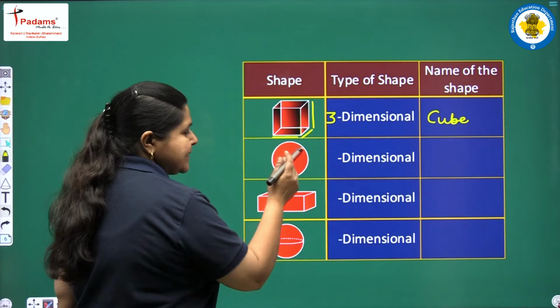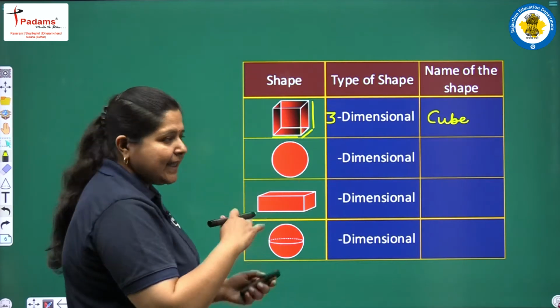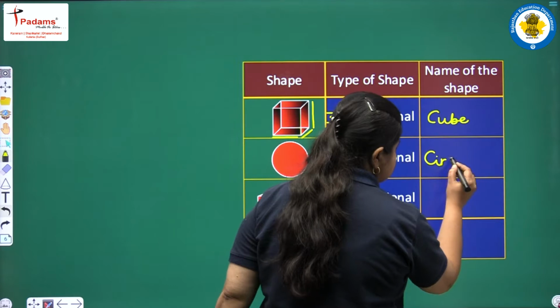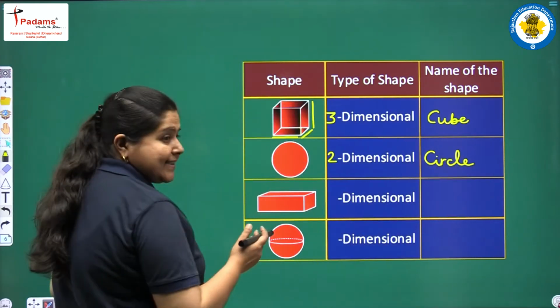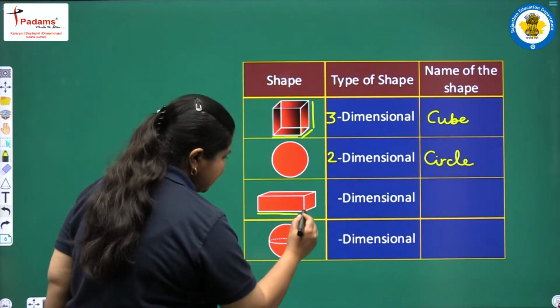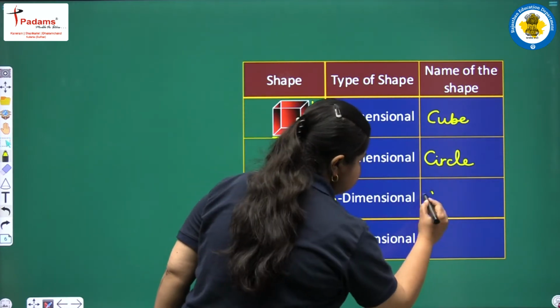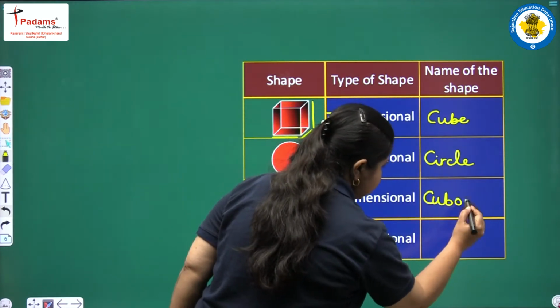Here you will see it is a circle lying inside a plane, and so it is a two-dimensional figure named as circle. This is a cuboid. It again has 3 dimensions, length, breadth and height, and so it is a 3-dimensional figure named as cuboid.